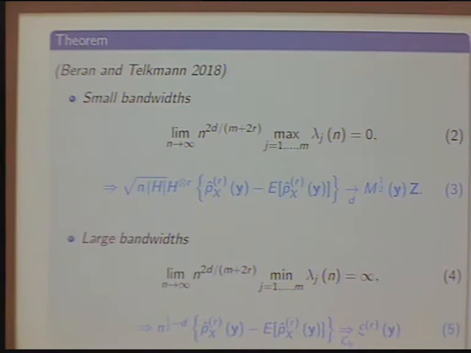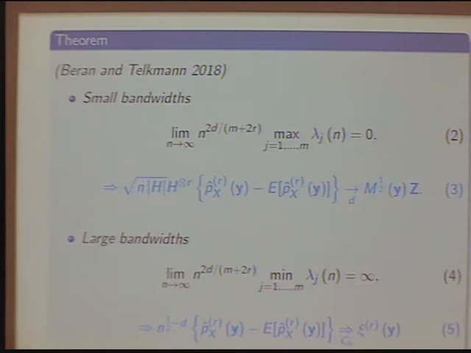two regimes. In the univariate case, this has been shown by, for example, Cheng and Mielniczuk and others before. Here it is simply the multivariate case. When you have small bandwidths, meaning the largest eigenvalue of the bandwidth matrix converges to zero faster than this power of n, then you have pointwise convergence in distribution, when y is fixed, which is the same as what you get under IID assumptions. That's the usual result, but it's pointwise.